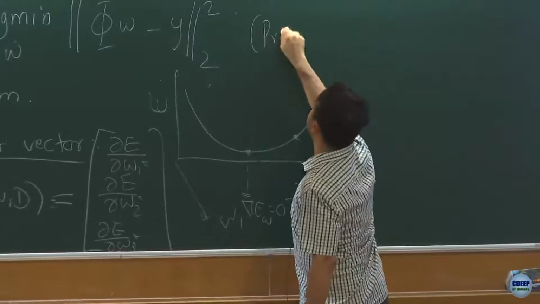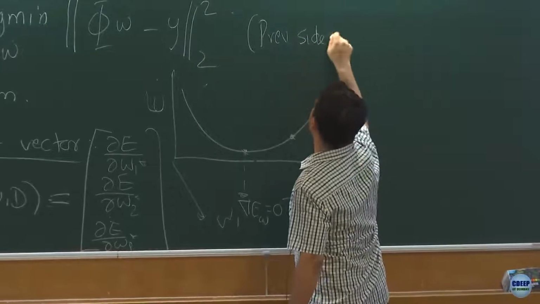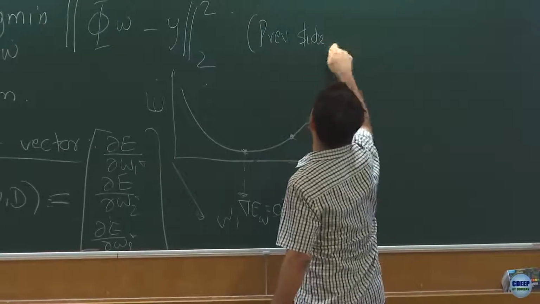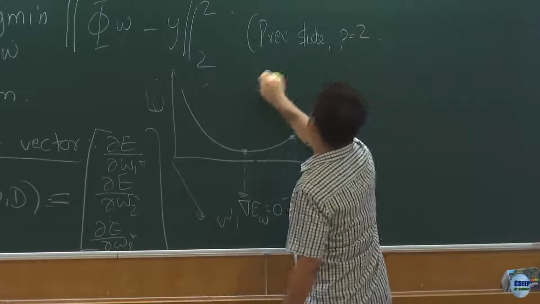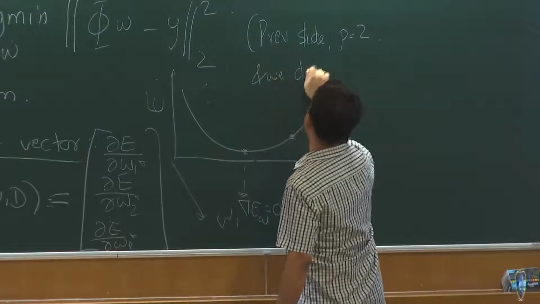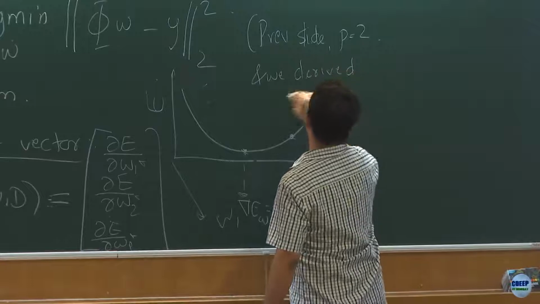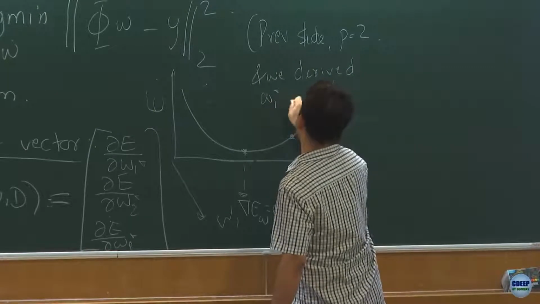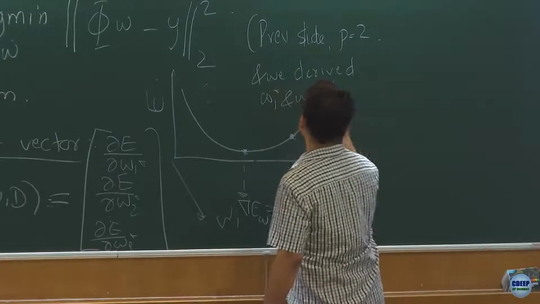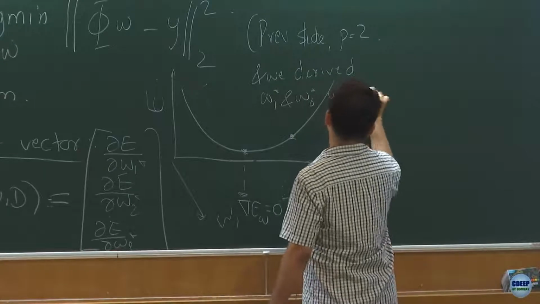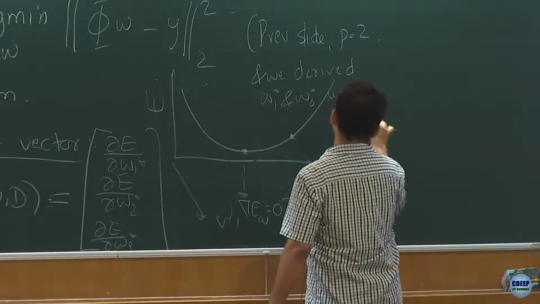On the previous slide, p was 2 and we derived w1 star and w0 star using this idea.